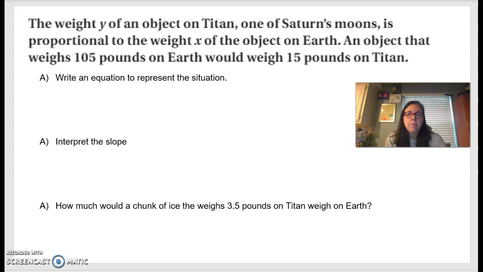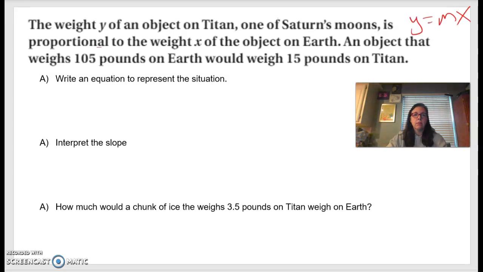The weight y of an object on Titan, which is one of Saturn's moons, is proportional to the weight x of the object on Earth. So we know this is going to be proportional, so it's going to be y equals mx because it tells us that right here. An object that weighs 105 pounds on Earth weighs 15 pounds on Titan. Write an equation. So we know it's going to look like this. We don't have to check it.